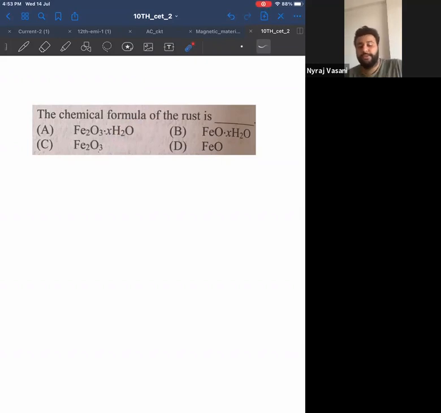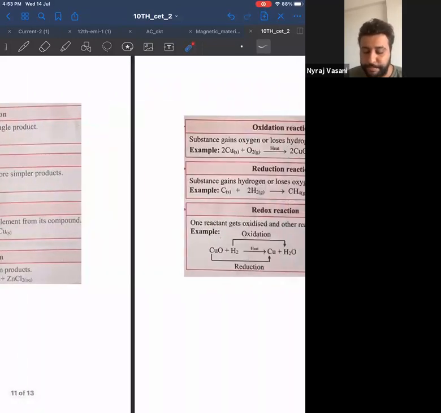Hydrated iron oxide, that is the name, but even iron oxide is the right answer. So if you have given me the answer as iron oxide, then your answer is correct. The exact answer would be, since H2O also is there, hydrated iron oxide, but iron oxide also is fine. Okay.